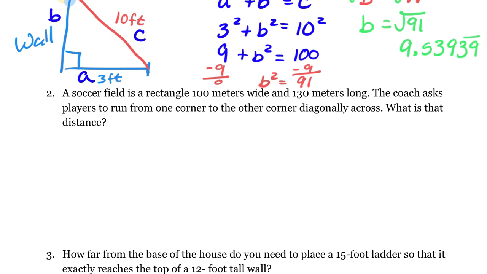Now looking at number 2, a soccer field is a rectangle 100 meters wide and 130 meters long. The coach asks the players to run from one corner to the other corner diagonally across. What is the distance? First thing I want you to do is highlight the information. It's 100 meters wide and 130 meters long. The coach asks the players to go from one corner to the other diagonally across. And we need to figure out what that distance is.